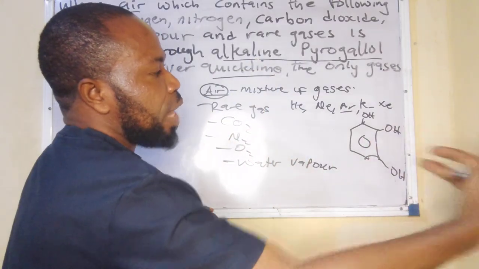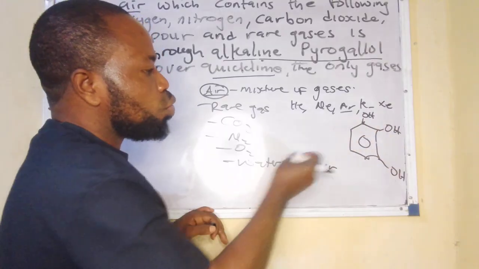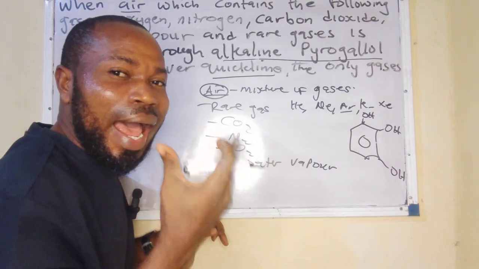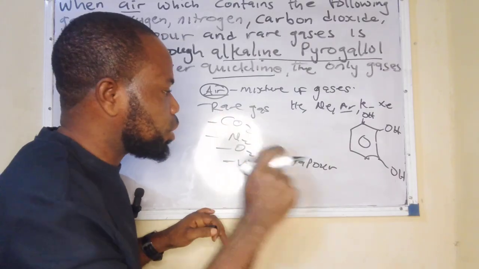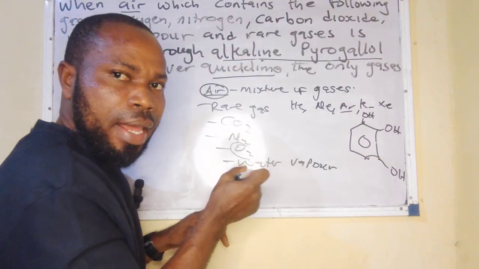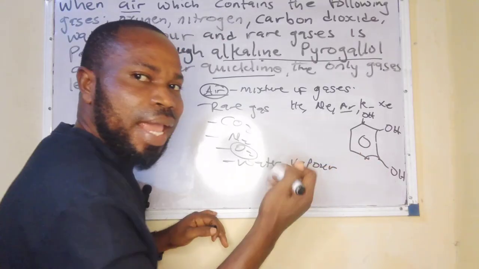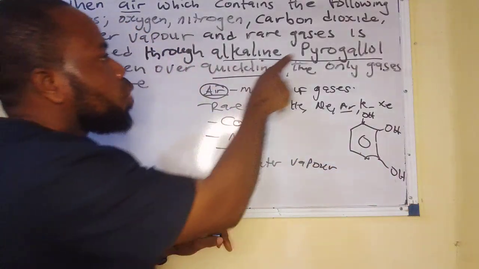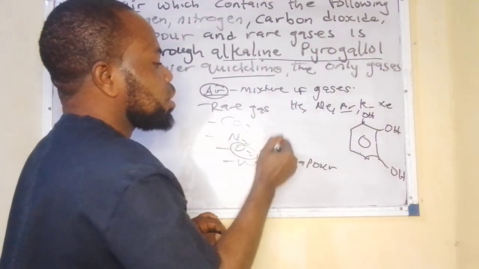Now, if air is passed through alkaline pyrogallol, this pyrogallol has a high affinity for oxygen. So it is going to absorb or remove the oxygen. Why? Because this compound has a high affinity for oxygen. Therefore, if air is passed through alkaline pyrogallol, oxygen is removed from air.